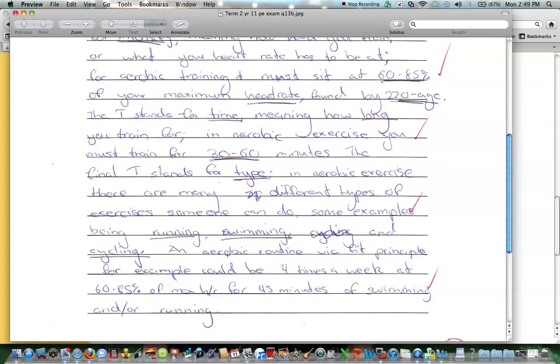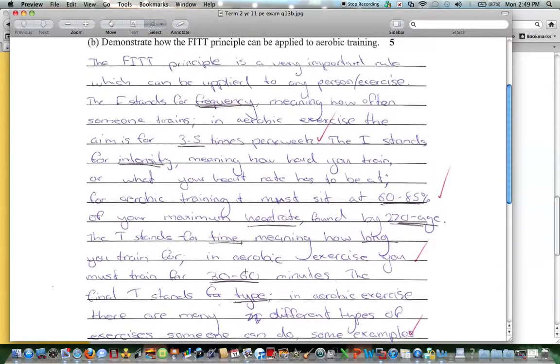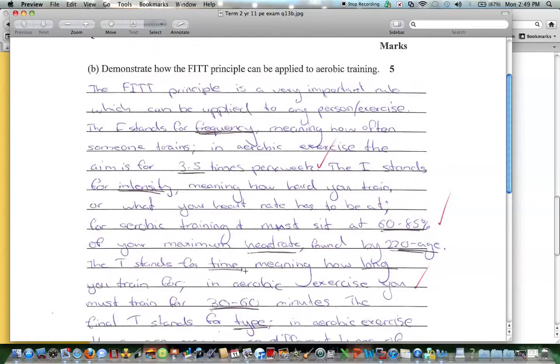So he's just shown there, even though it's probably not as detailed as you could go, he covered most of the other things further up in his answer. He's given an example, so he's showing by example how to apply the FIT principle to aerobic training. And that's why this student is able to achieve a 5 out of 5. So it's well done, a very good answer. The underlining here shows frequency, intensity, time and type. The 4 areas have been underlined, which is important.